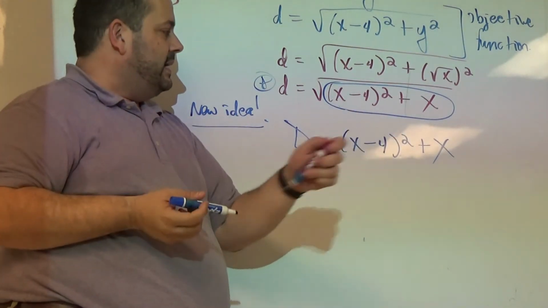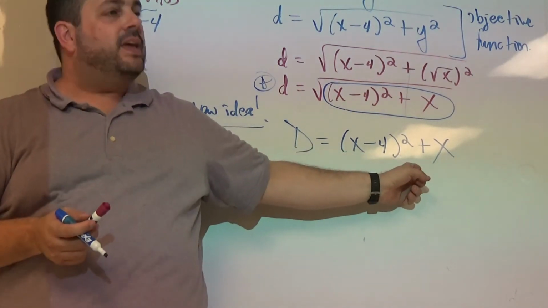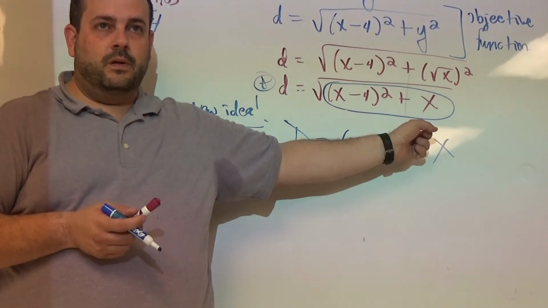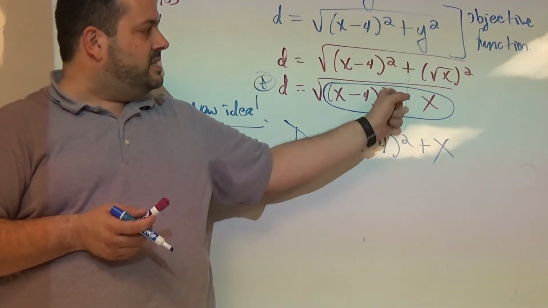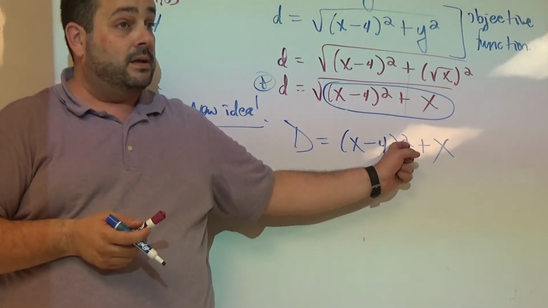This big D is what's underneath the radical. And here's the new idea. If D is really, really small, then guess what? So is the square root. So if you want to know where this is the smallest it can be, make this guy the smallest it can be.